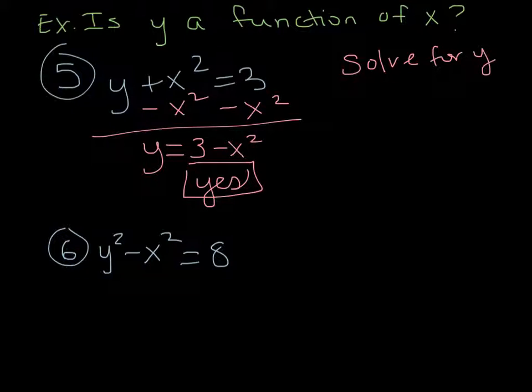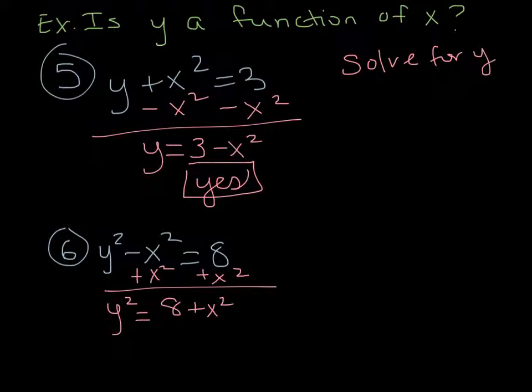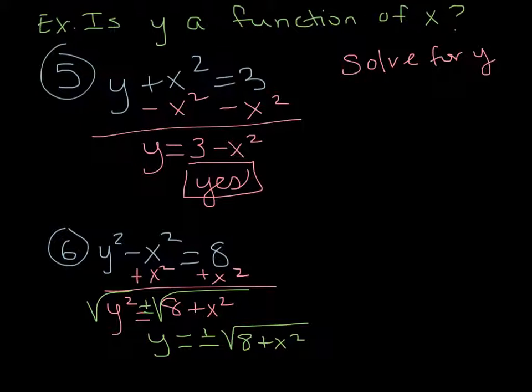And if you don't understand this quite yet, that's okay, because the next one will make it a little bit more clear. So for number 6, we will start by trying to solve for y. That will give us y squared equals 8 plus x squared. We kind of run into a problem when we take the square root of both sides. The reason is because when you take the square root of both sides, you must include a plus or minus. So we will get y equals plus or minus the square root of 8 plus x squared.